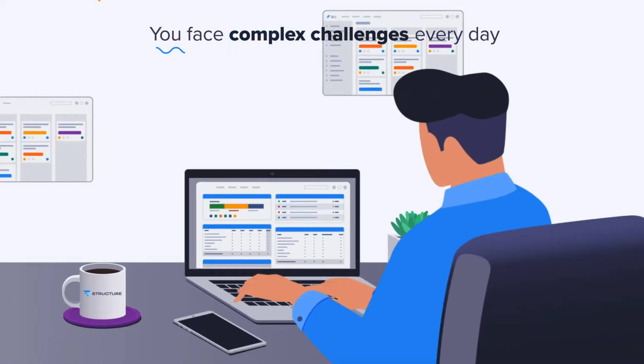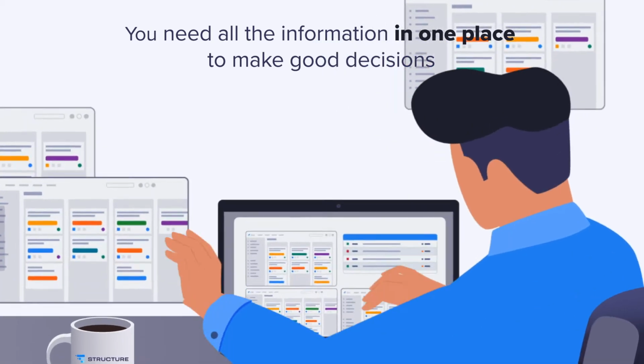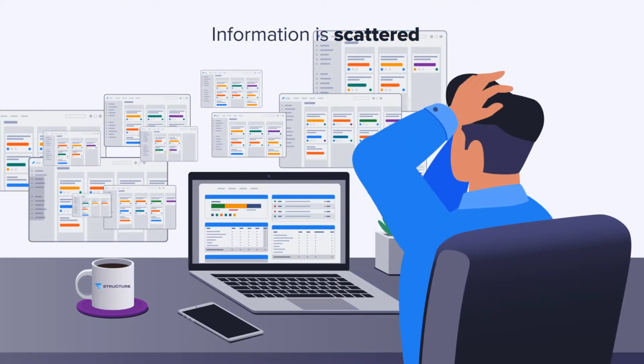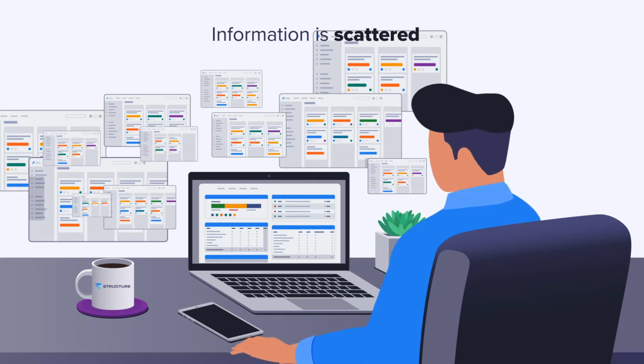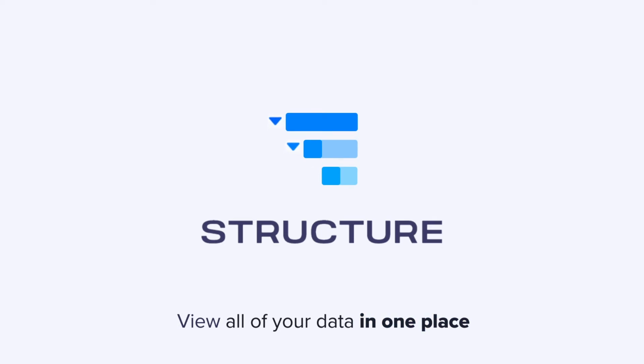You face complex challenges every day. You need all the information in one place to make good decisions. But in Jira, that information is scattered between projects, boards, and filters. Structure lets you view all of your data in one place.